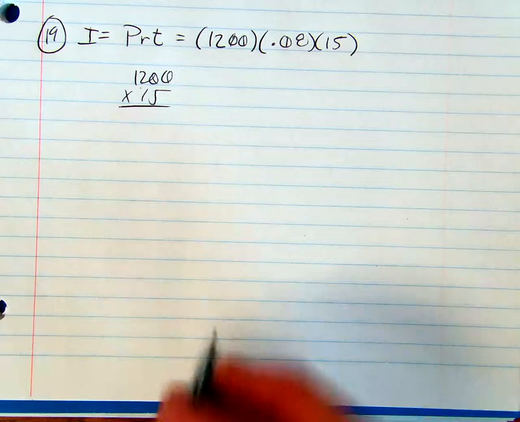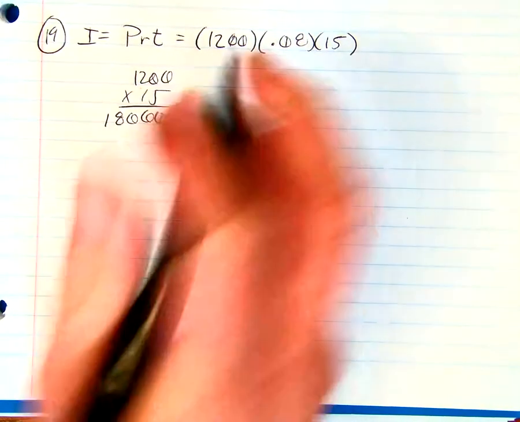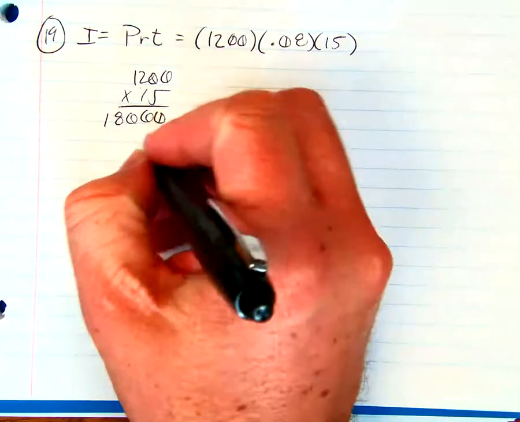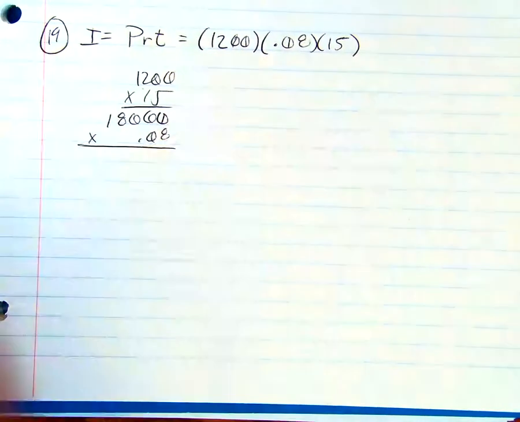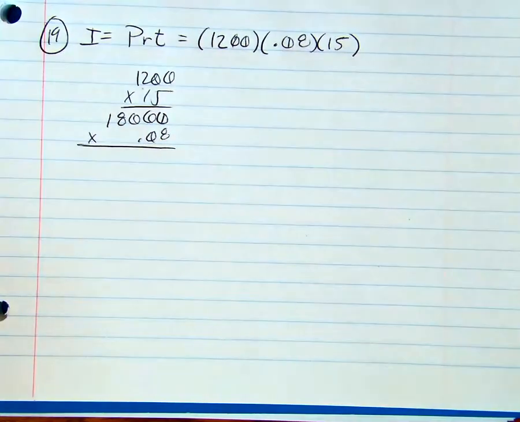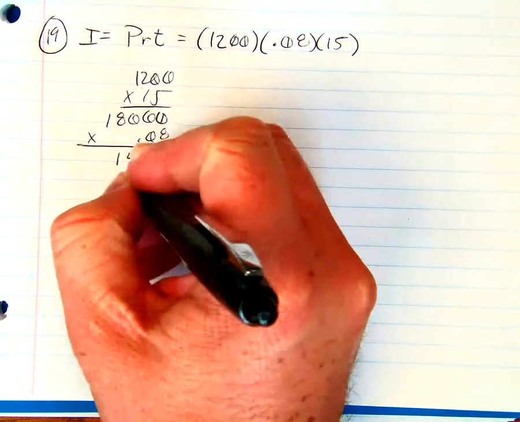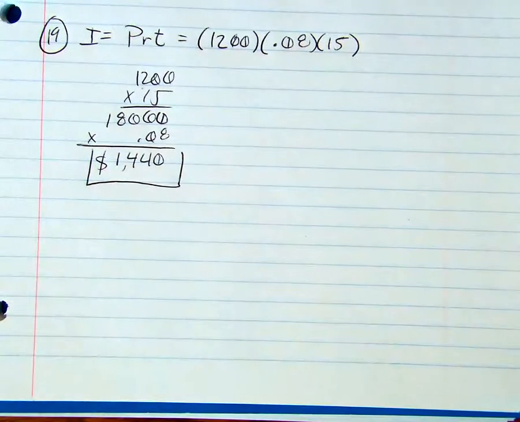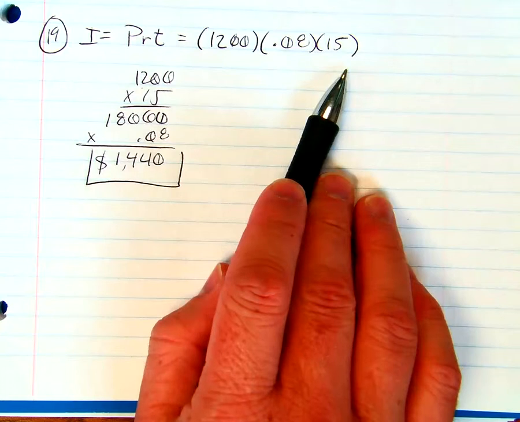and I'm not going to work the whole thing out for the interest of time, but it gives you 18,000. So we would get 18,000, but then we need to take that number times the decimal 0.08, and that's where we get our 1,440.